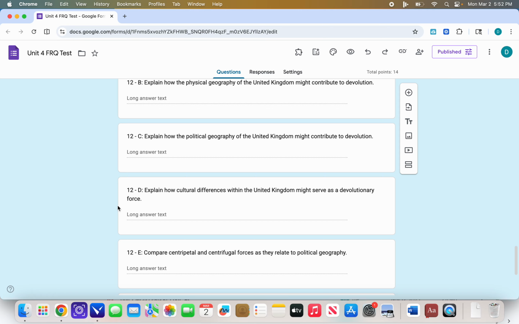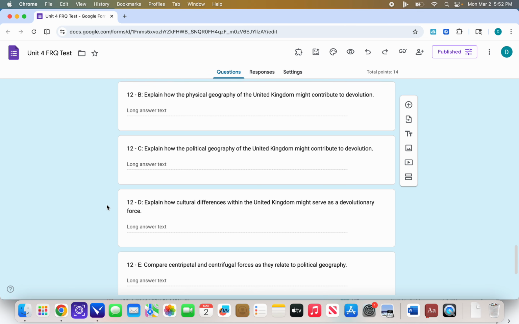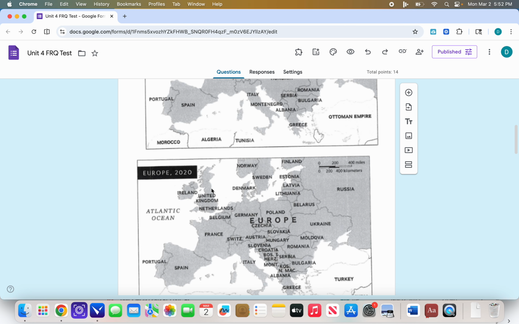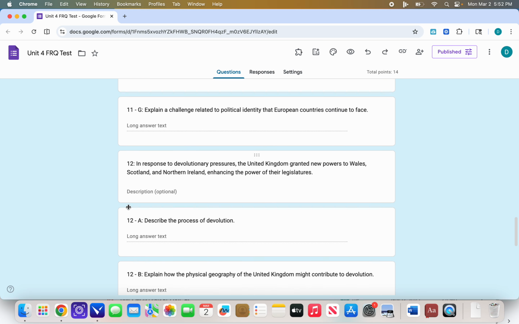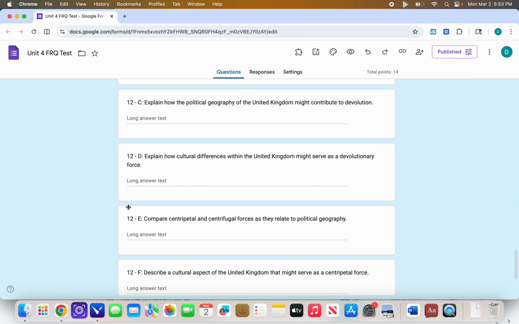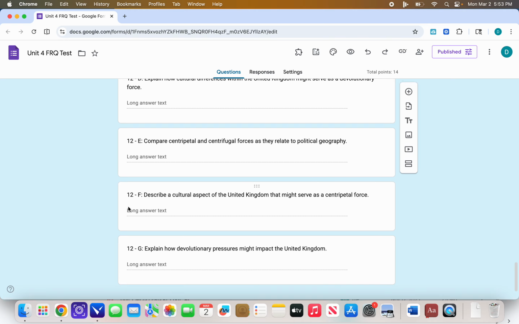12D, explain how cultural differences within the United Kingdom might serve as a devolutionary force. The most obvious cultural difference here is religion. Most of the people on the island of Britain are Protestant. You have Anglican in the south and more Presbyterian or Calvinist in the north. And in Northern Ireland, you have a mixture of Protestant, but also a heavy Catholic percentage there. And that would be a social factor that could certainly be a devolutionary force.